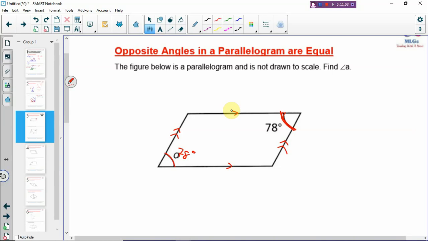Opposite angles are equal. So if this angle is maybe 102 degrees, then the opposite angle here will also be 102 degrees. What do you mean by opposite angles? It means very far away, quite a big distance away. You can see that this angle here is across, opposite. So that's what we call opposite angles are equal.